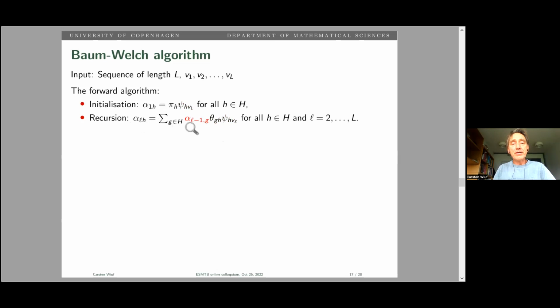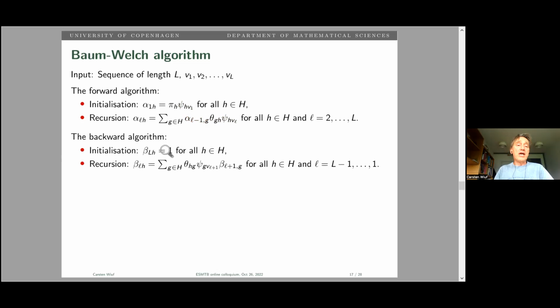Alpha L is calculated recursively based on the previous value of alpha, alpha L minus 1, and so on. So it depends on the current values of the parameters, and there's a recursive step here. And the same goes for the backward algorithm. We introduce auxiliary variables called beta L, and they're calculated in a similar recursive way. Then there's an E step that also depends on the parameter values and the alphas and the betas.